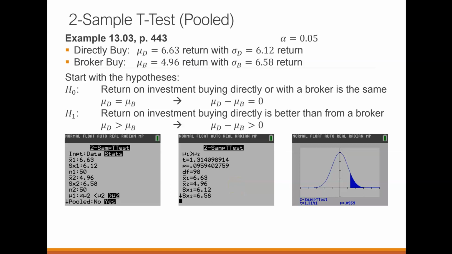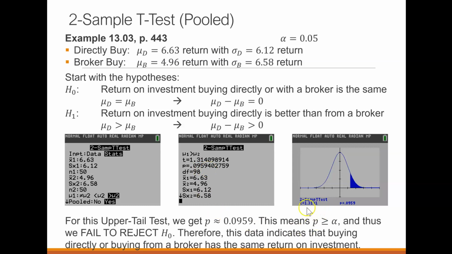So when we do this, here's our result. What's the number we really care about, though? The P. So our P is 9.59%, which is bigger than the 5% that we had for level of significance. This means we failed to reject the null hypothesis, which was that they were the same.